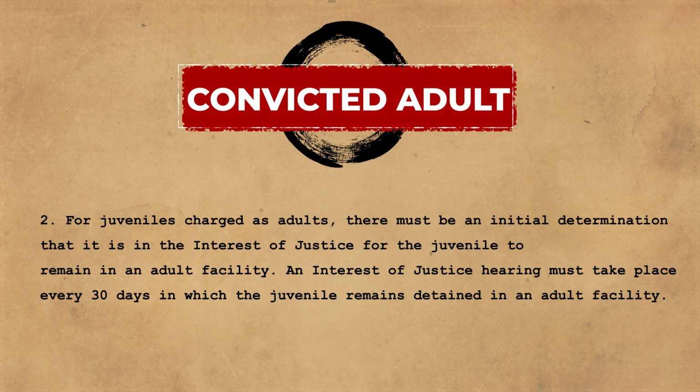Youth who are under juvenile court jurisdiction who commit a new offense after turning 18 are considered adults and must not have sight or sound contact with juvenile detainees.